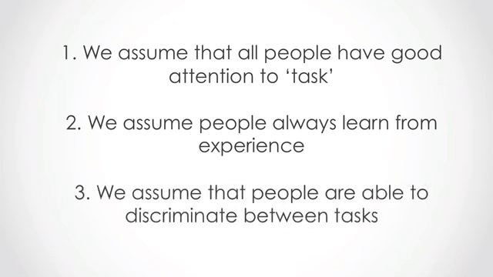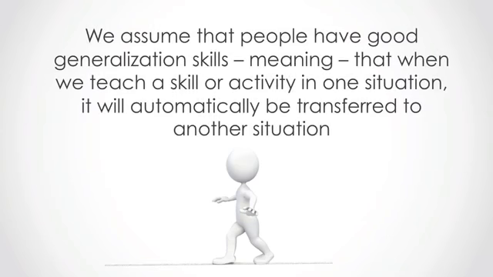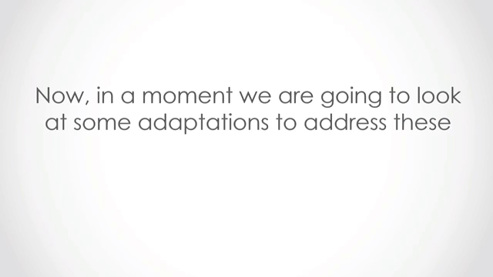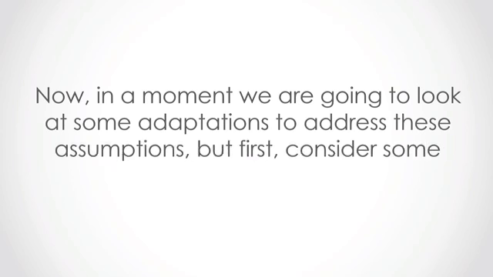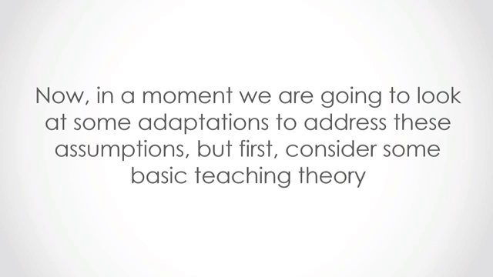We assume that people are able to discriminate easily between tasks. And finally, we assume that people have good generalization skills, meaning that when we teach a skill or activity in one situation, it will automatically be transferred to another situation. Now, in a moment, we're going to look at some adaptations to address these assumptions. But first, let's just consider a bit of teaching theory.